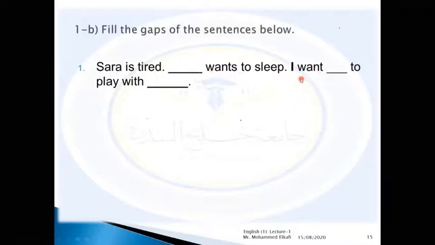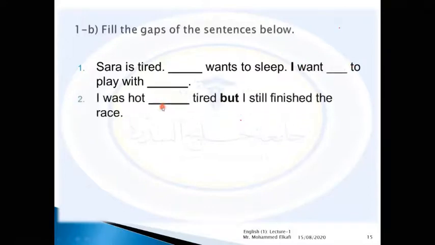Excellent. I want dot dot to play with. I want her to play with me. Also, the second question: I was hot dot dot tired, but I still finished the race. So here, I was hot and tired. Here we have adjectives. So we'll say I was hot and tired, but I still finished the race. Here, interjection, that hurt. Ouch. O-U-C-H. Ouch. That hurt.